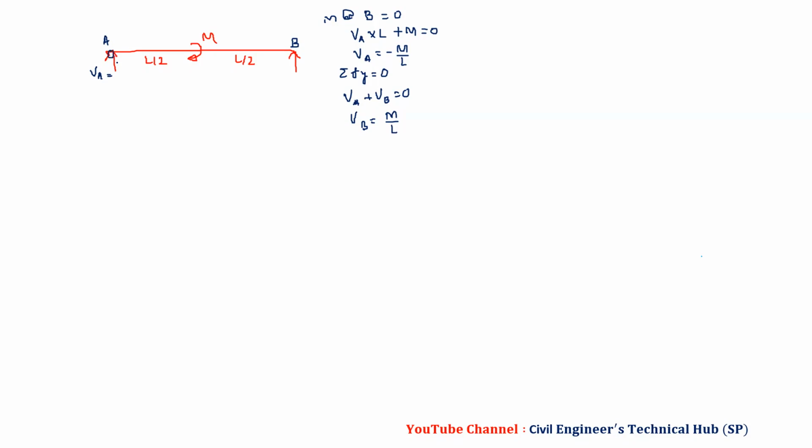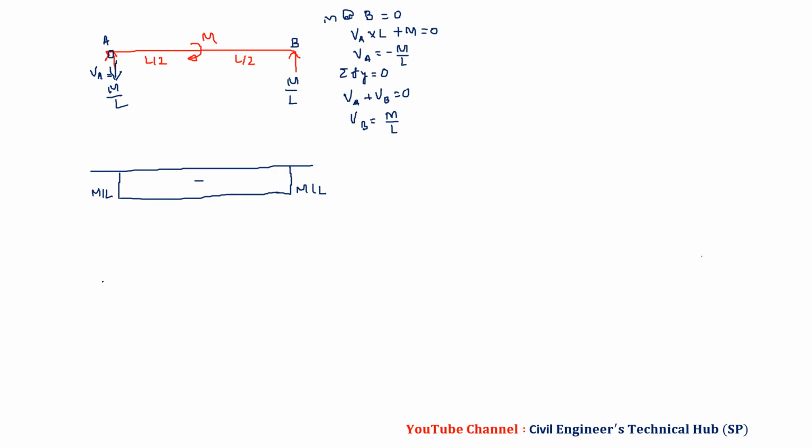So we have the value of reaction over here. VA, this is M by L, and VB, we have upward M by L. And now if we plot it, then it will come down M by L. No load between over here. And then we have this will be M by L. So we have a difference in shear force diagram if we talk about couple in cantilever and couple in simply supported.